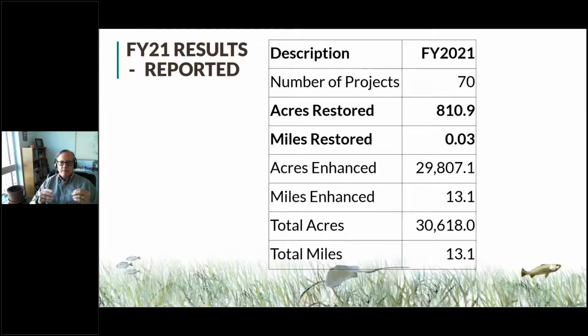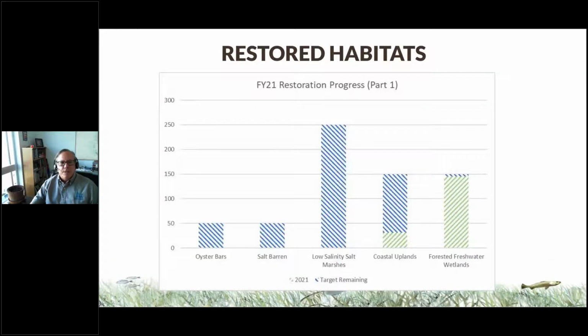So it's, our partners are doing an awful lot of work out there, and you absolutely know this. The land management efforts that are going on are extremely impressive. And then 13 miles of enhancement along our tributaries for a total acre impact that we've had reported of a little over 30,000 acres and 13 miles of restoration and enhancement.